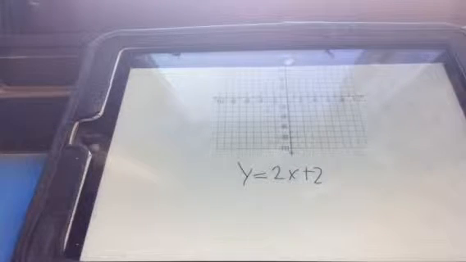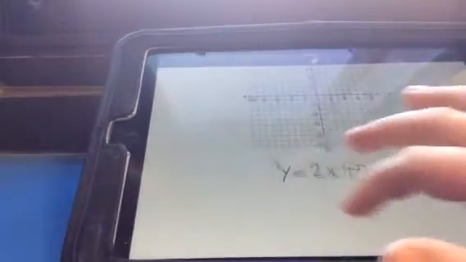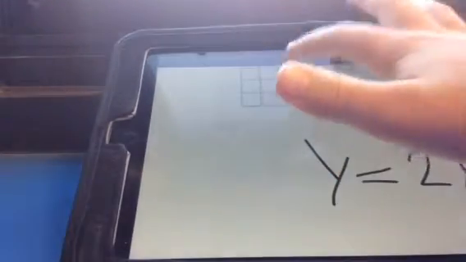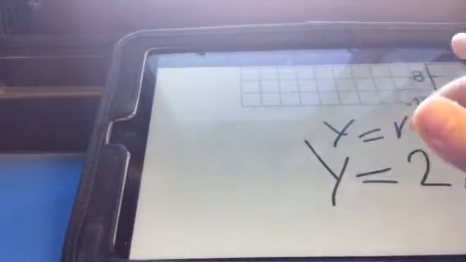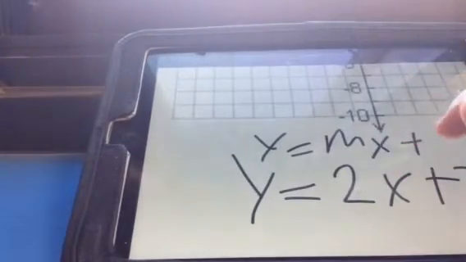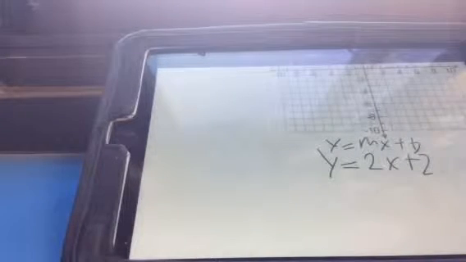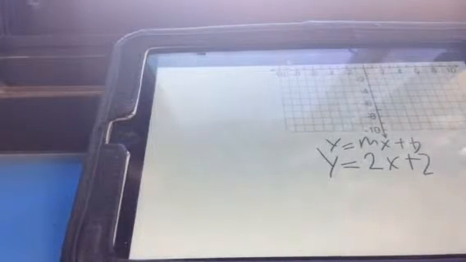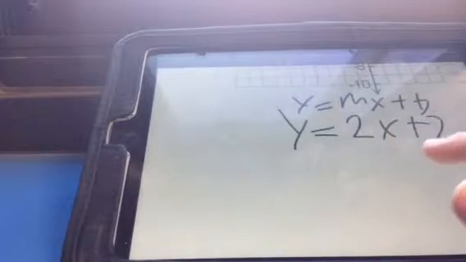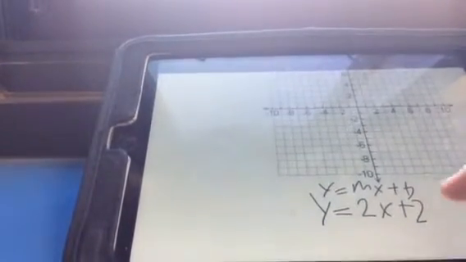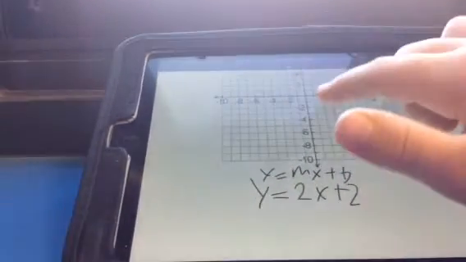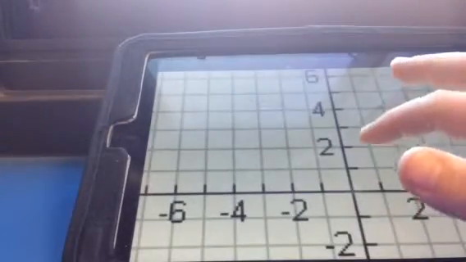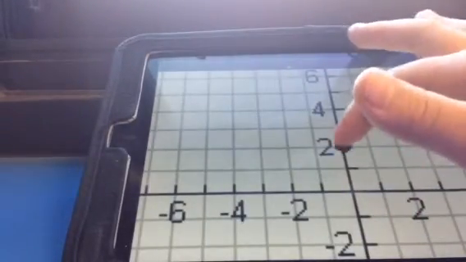So the first step, what I like to do first, is write y equals mx plus b on top, it helps me out. That's a good strategy to do. Second, this is going to be your y-intercept. So we're going to take 2 and put it on the table. So that's your starting point there.